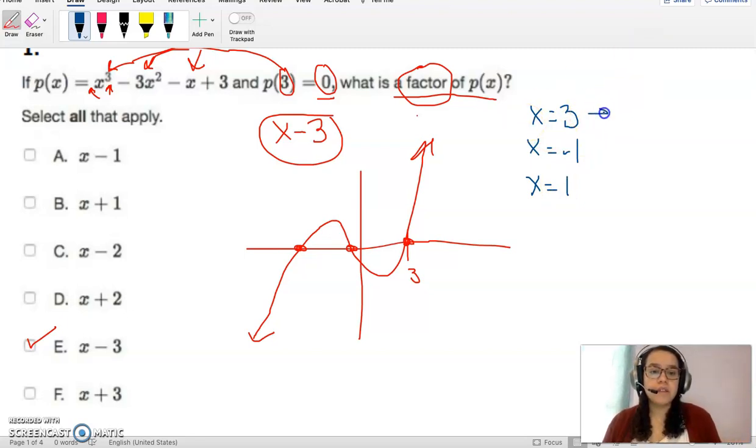So for this one, this just becomes x minus 3 equals 0, right? When I subtract 3 from 3, I get 0. On this one, this is going to become x plus 1 equals 0.